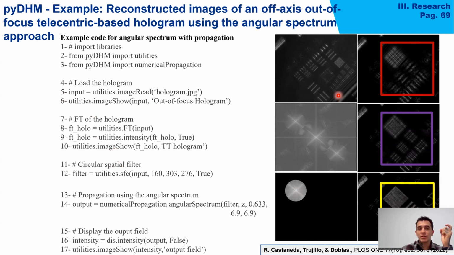And these are the intensity reconstructions with different propagation distances. Of course, again, the first step is to import the utility package, import the numerical propagation package, and read the hologram. In this example, I show how to compute the Fourier transform, how to create the spatial filter, and here the propagation using the angular spectrum.